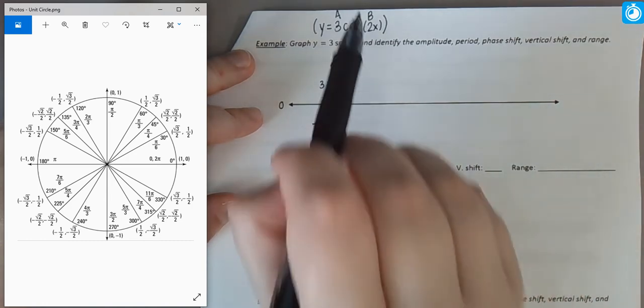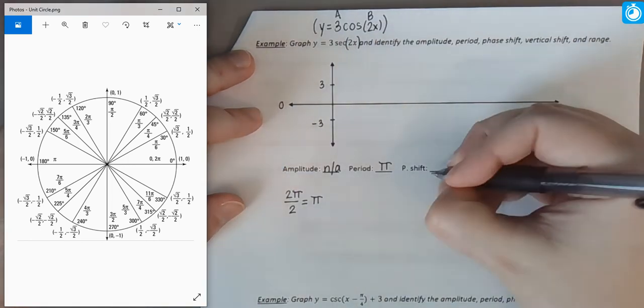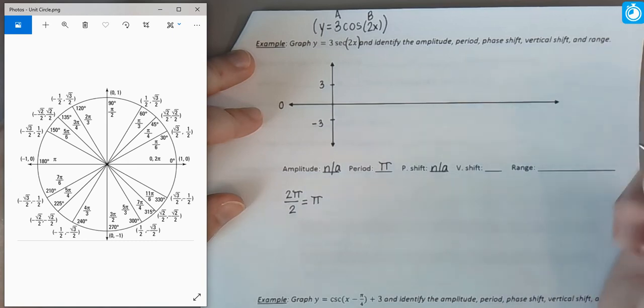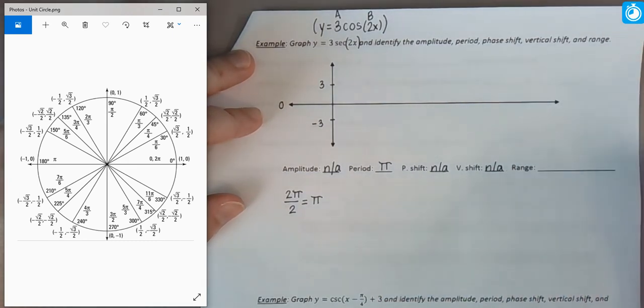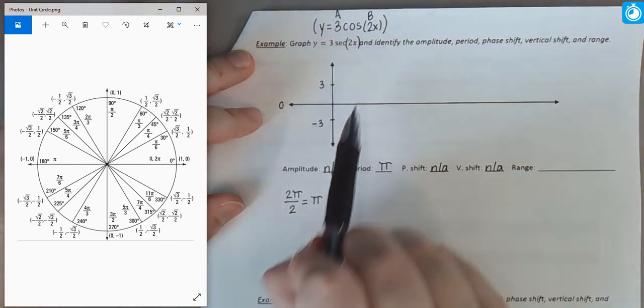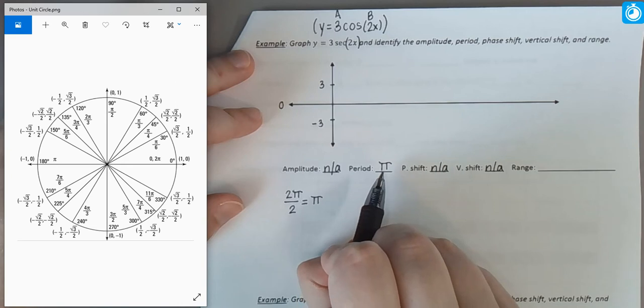Now, do we have a phase shift? Do we have a number added or subtracted onto our variable? In this case, no, so that doesn't apply. Do we have a vertical shift? Well, no, in this case, that doesn't apply either. So we've indicated what's going to happen with the amplitude, and we have our new period.